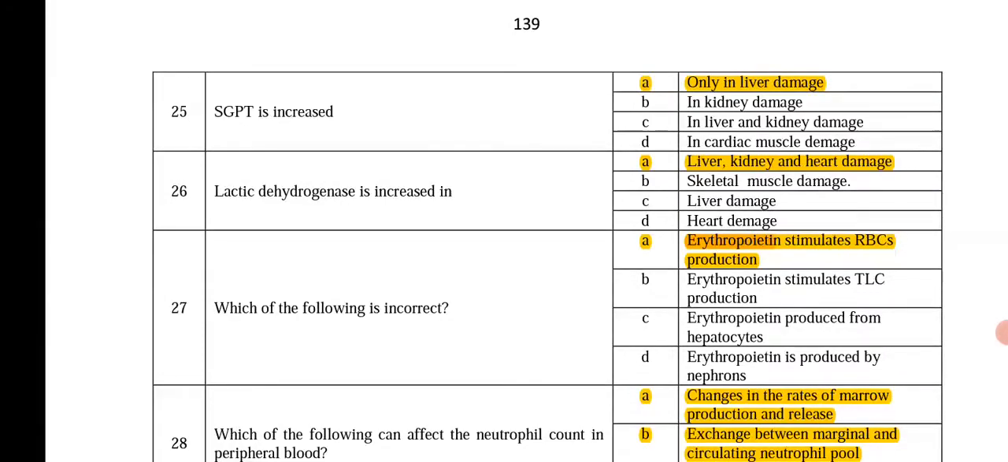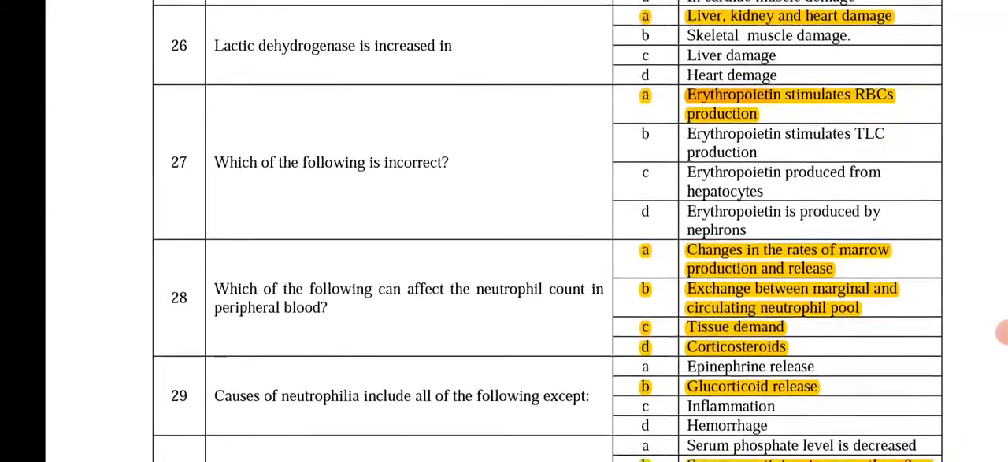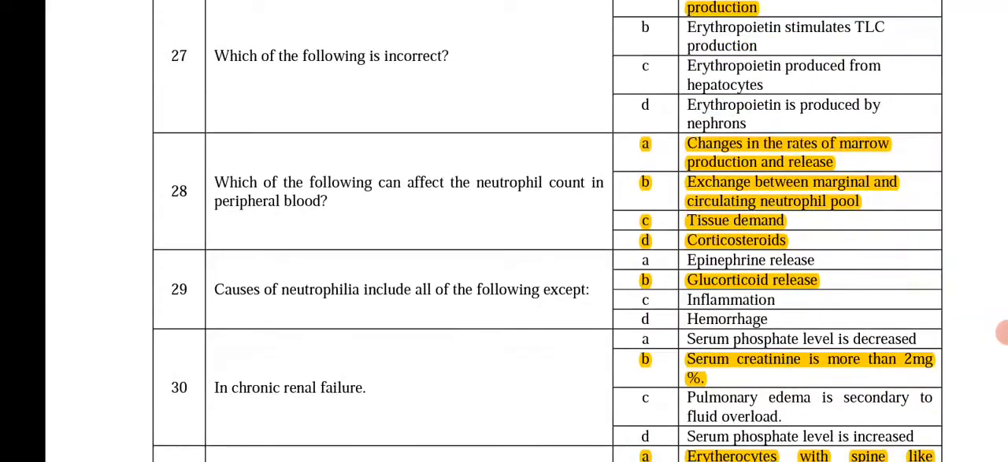Which of the following is incorrect? Erythropoietin stimulates red blood cell production. Which of the following can affect neutrophil count in peripheral blood? All, as changes in the rates of marrow production and release, exchange between marginal and circulating neutrophil pool, tissue damage, and corticosteroids.